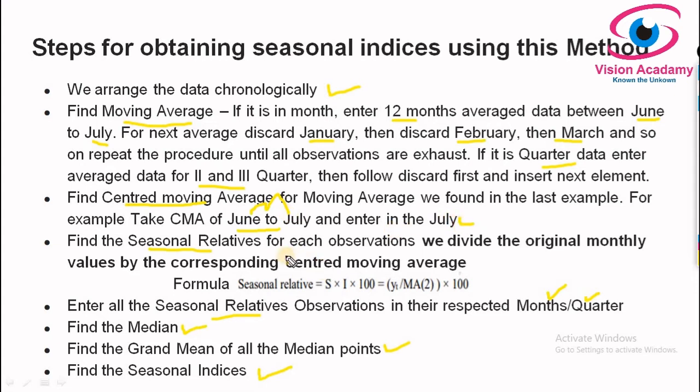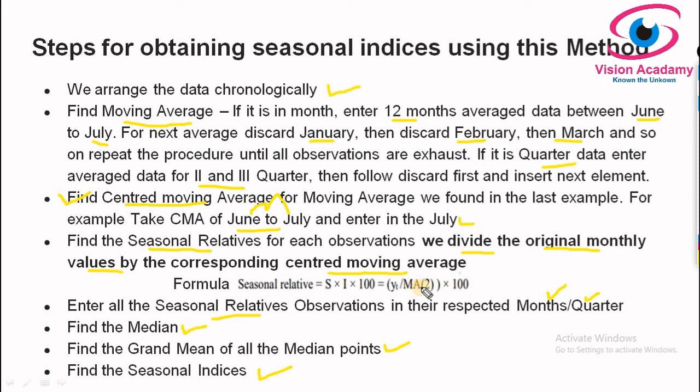After that, we need to identify the seasonal relatives. Here we have to divide the original monthly value given in the problem by the corresponding centered moving average, multiplied by 100. So this is S into I into 100, otherwise Y by T, where Y means the original values given in the problem.